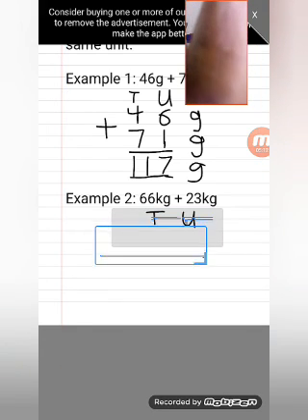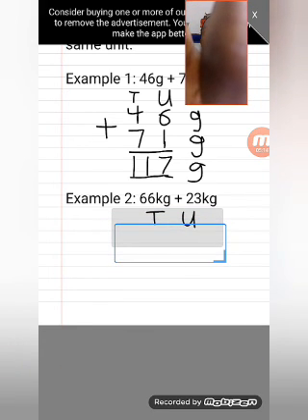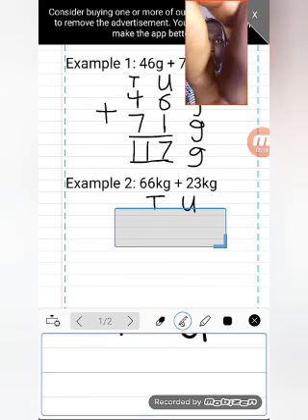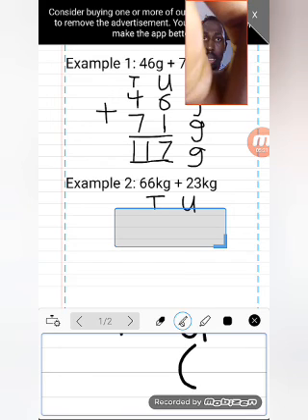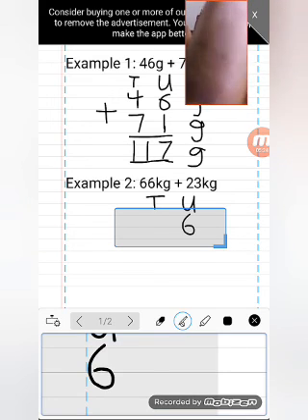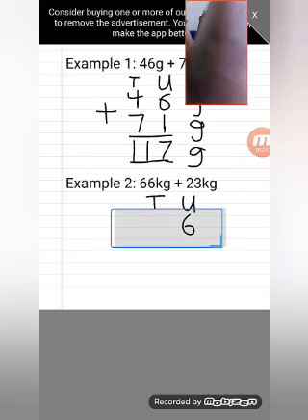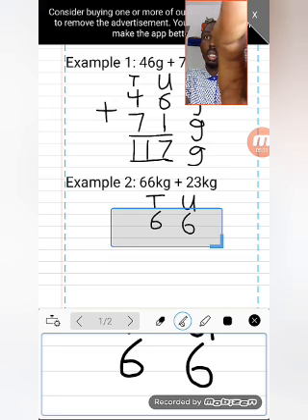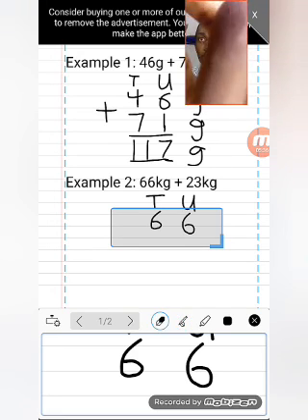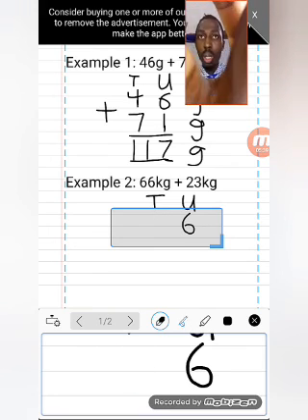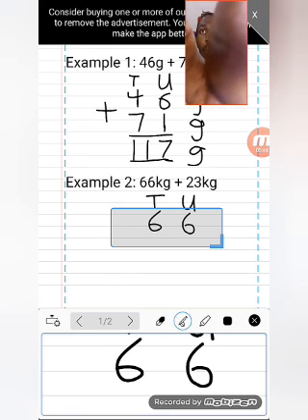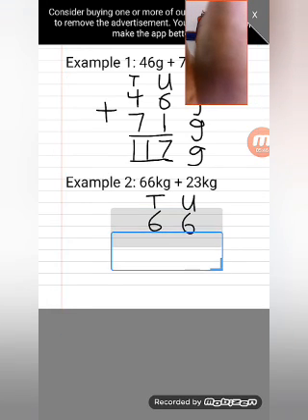Now the next thing we do is write the 66 kilogram. That means there's a 6 at the unit and there's a 6 at the tens. So I think my 6 is a bit small. Let me rewrite this and make it bolder. Good. So now then plus 23.